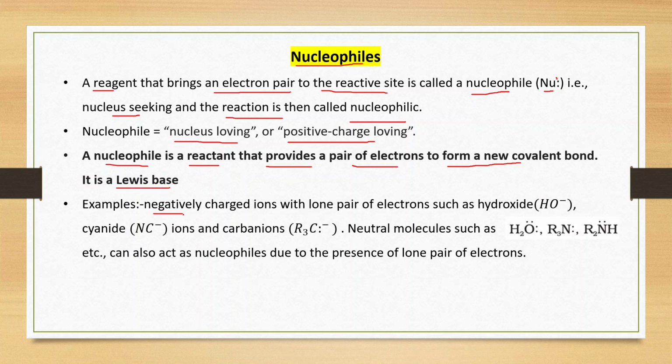For example, negatively charged ions with a lone pair of electrons such as hydroxide, that is OH minus ion, cyanide, CN minus ion, anions, and neutral molecules such as H2O, R3N, R2NH, etc., because they have a lone pair of electrons which can be donated, can also act as nucleophiles. So we can say electrophile means electron loving, nucleophile means nucleus loving. Clear?